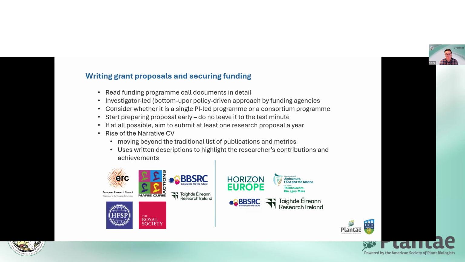It's a way to move beyond the traditional list of publications and metrics. What you're not allowed to do in a narrative CV is to specify the journal impact factor. That's a big no-no for us. And in the narrative CV, you use written descriptions to highlight your contributions and achievements. So you really need to tell a story about how impactful your research is.